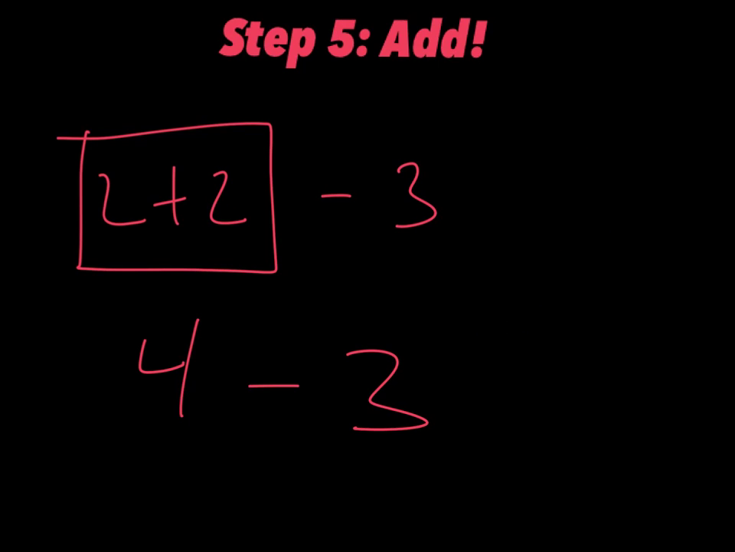The fifth step in the order of operations is to add. As you can see here in the equation, 2 plus 2 minus 3, since there's nothing for parentheses, exponents, multiplication, or division, the first step you do is the addition. So you do 2 plus 2, bring that part down, which is 4, and then you have the minus 3 left over, so you carry that down. So your new equation is 4 minus 3.